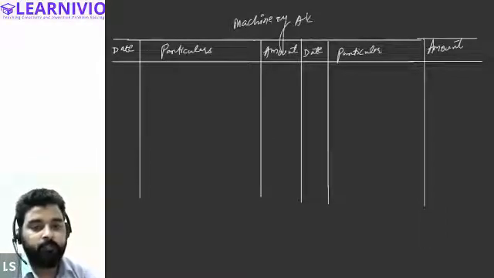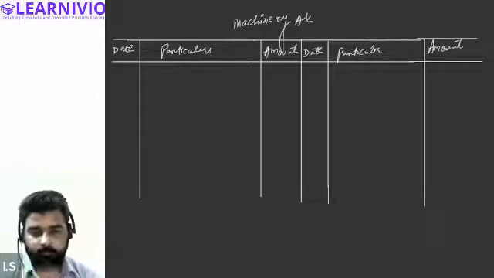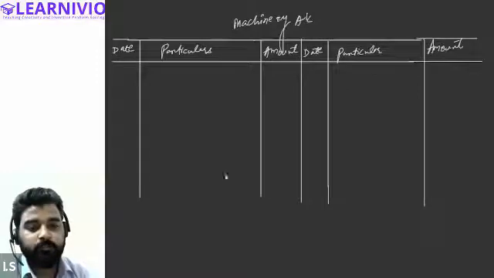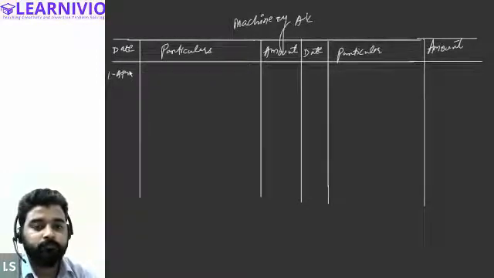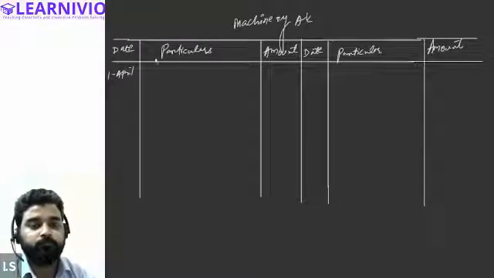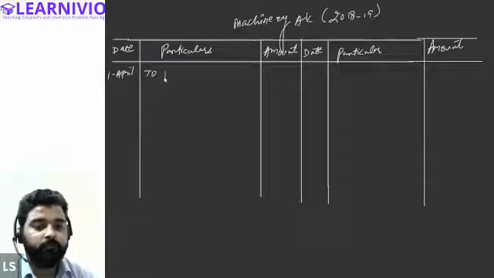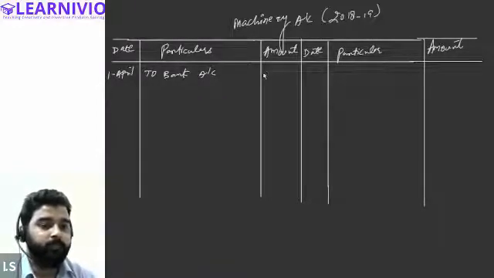So in the question, we are buying on 1st April 2018 a second-hand machinery for rupees 1 lakh. On 1st April, we will write down in the machinery account, which we are preparing for the year 2018-19, to bank, and the bank account will be credited by 1 lakh.